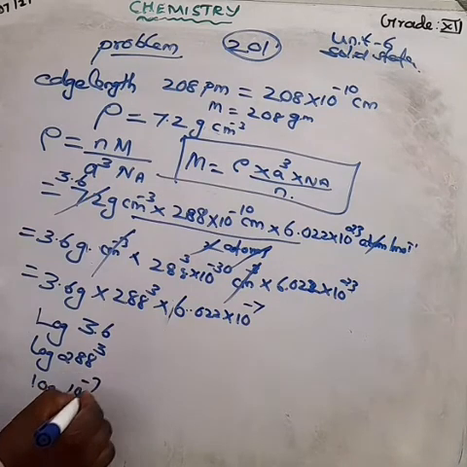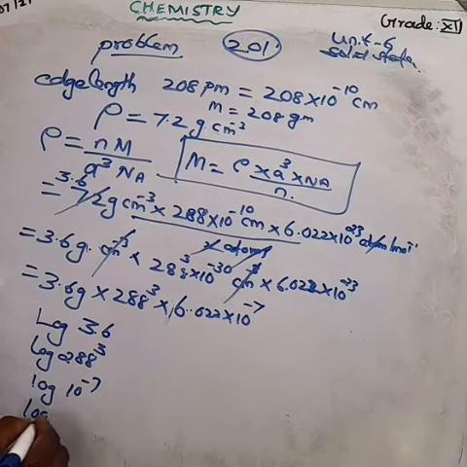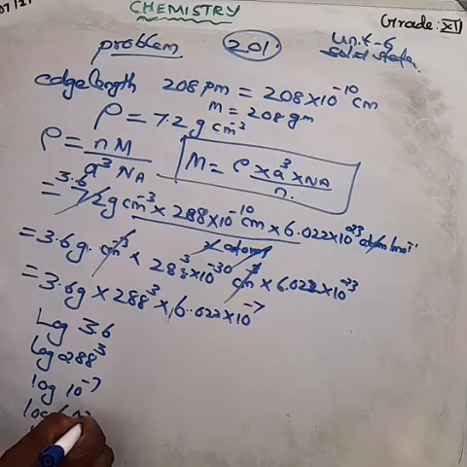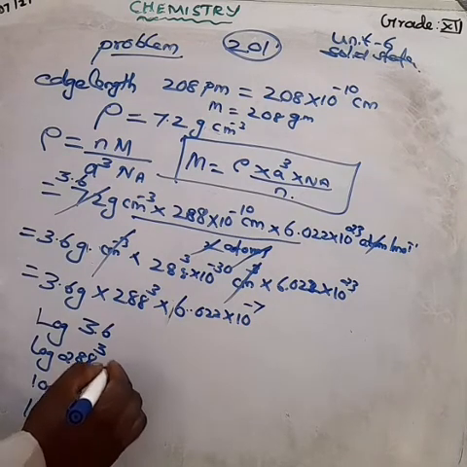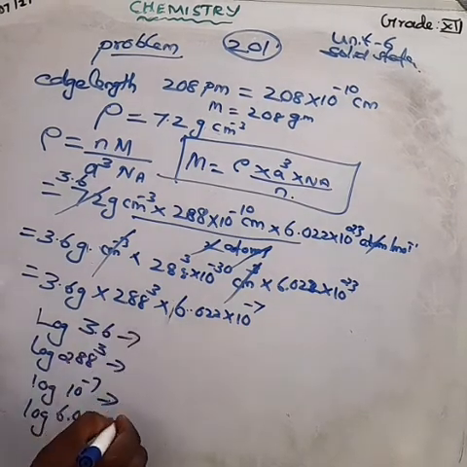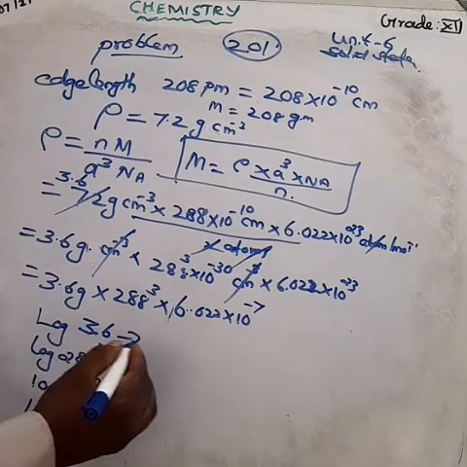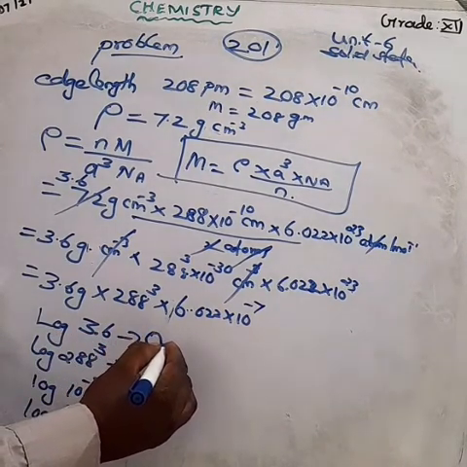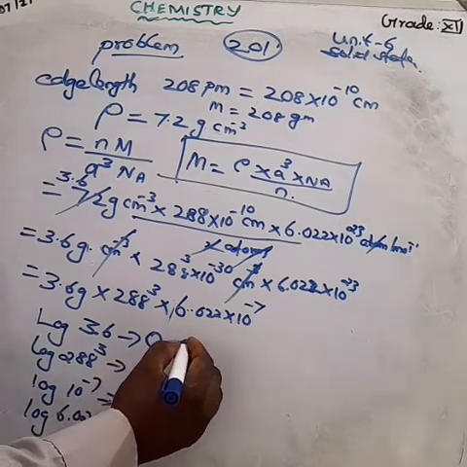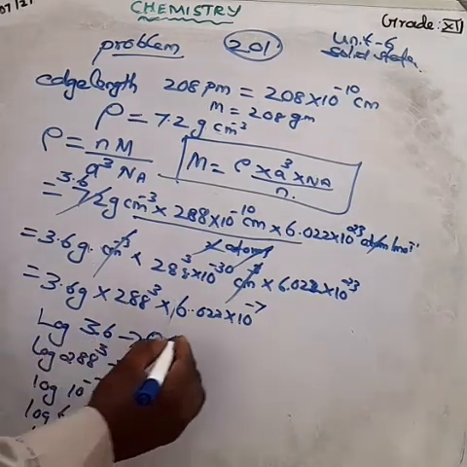Next you have to take the log of Avogadro number. These are four; you have to take it and add it. So log of 3.6: the characteristic is 0, since it is a single digit. Log 36 means 5563.